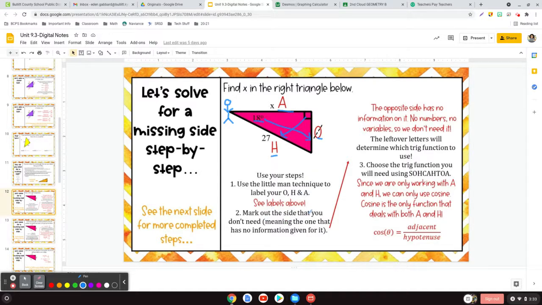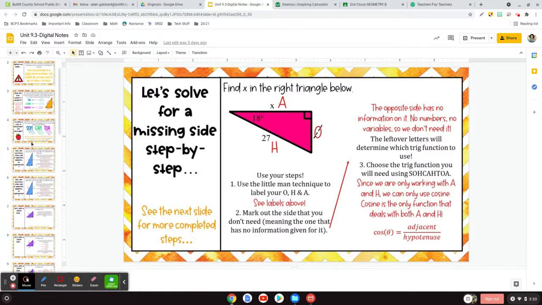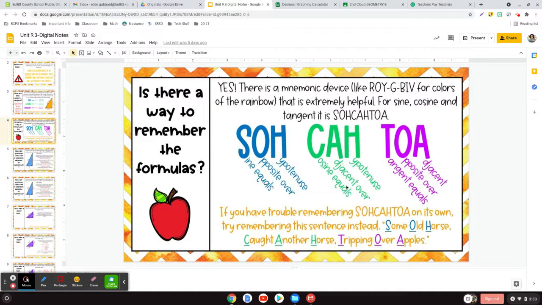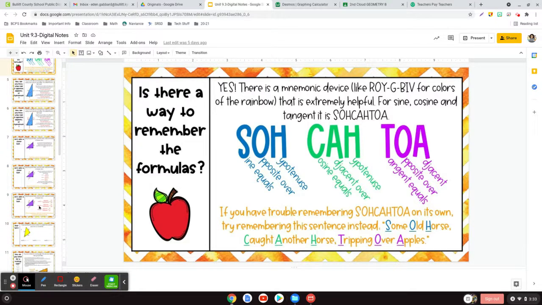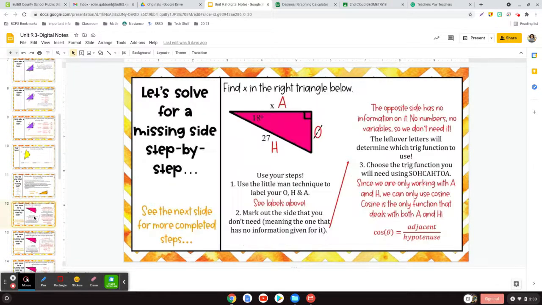Next, mark out the side that you don't need. Well, we don't need this one because it's giving us nothing. It's not giving us a variable. It's not giving us a measure. We don't even want to look at it. The leftover letters, our A and H, are going to determine which trig function we're going to use. So if we have an A and an H, what do we use? If you say cosine, you're correct, because cosine equals adjacent over hypotenuse. So we decide that we're going to be using the cosine here.